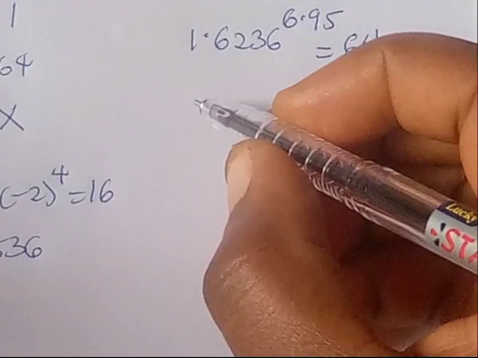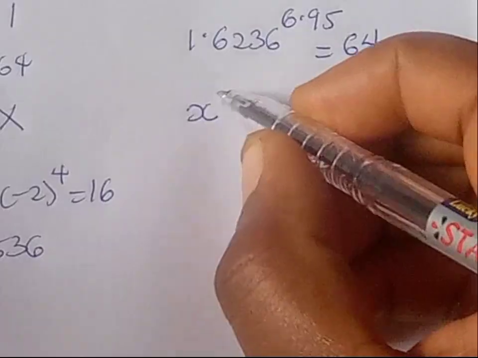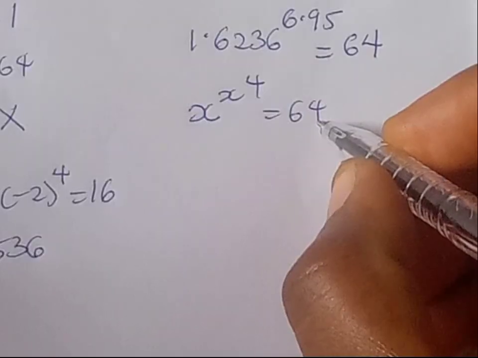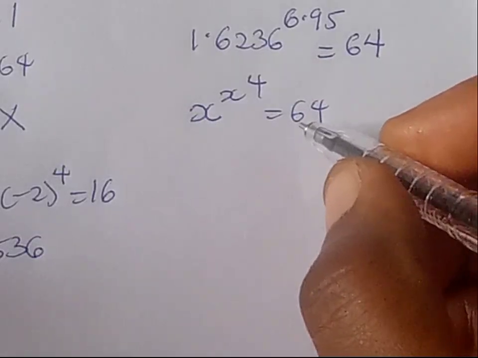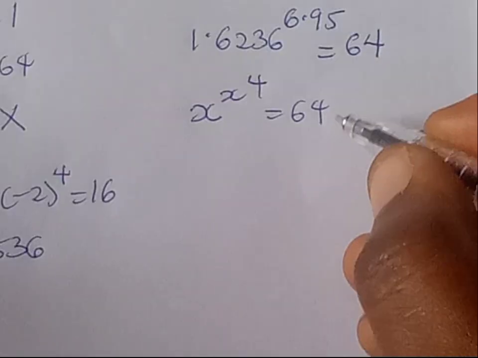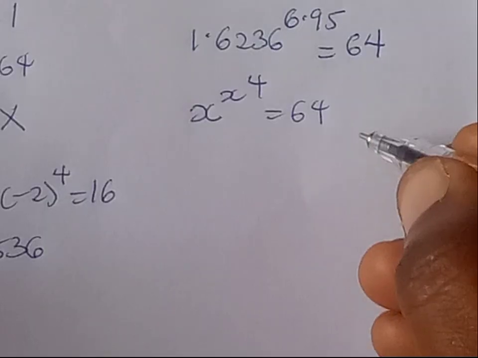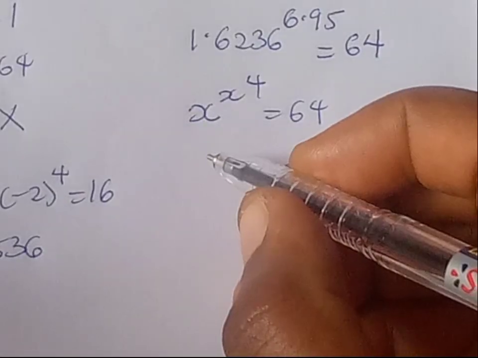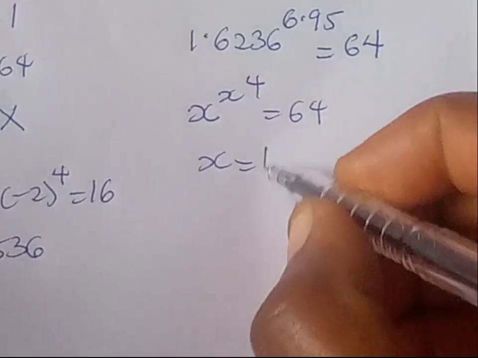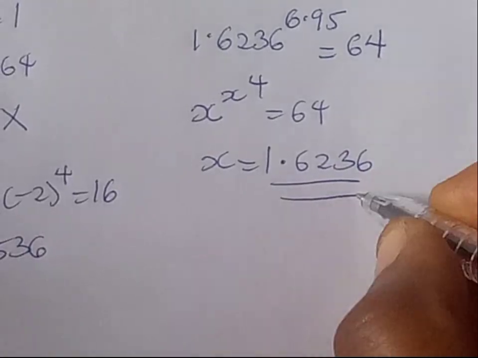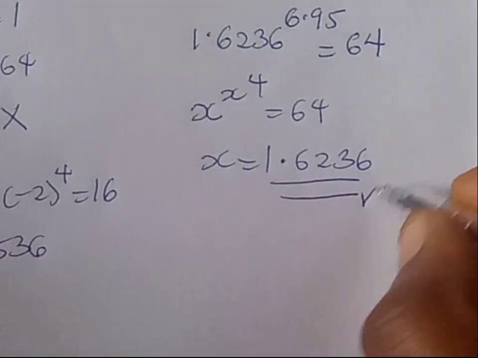So our equation x raised to the power of x to the power of 4 equals 64 does not have a simple exact solution using elementary algebra. Therefore, the positive real solution is approximately x equals 1.6236, which is our final and correct answer.